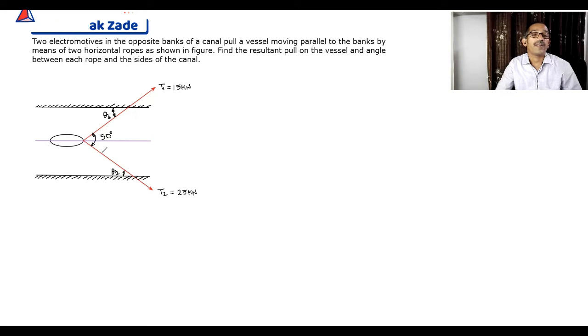But here the angle between the ropes is given as 50 degrees. You have to find the inclination of these cables with the banks of the canal, meaning with the horizontal, angle theta 1 and theta 2. Now what is important: in which direction does any body move? If a number of forces act on any body, that body always translates in the direction of the resultant force.